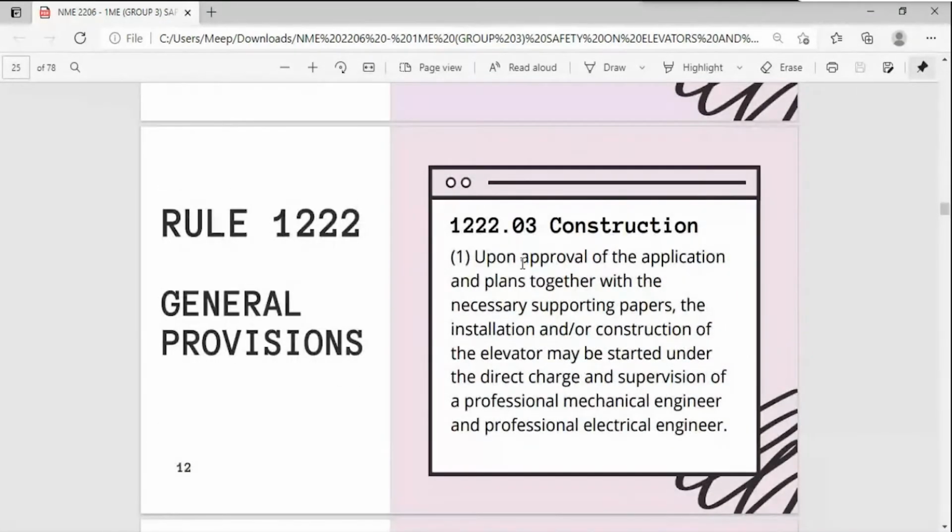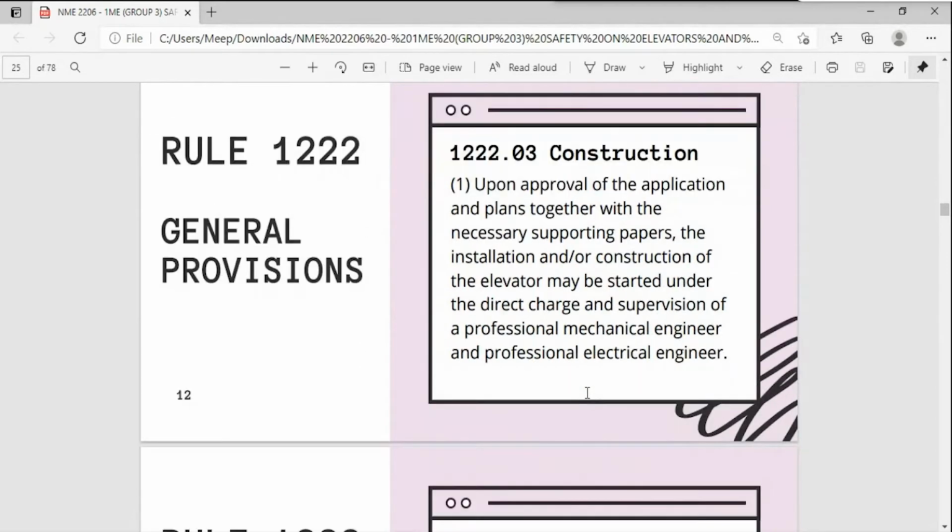Construction. Upon our approval of the application and plans together with the necessary supporting papers, the installation and construction of the elevator may be started under the direct charge and supervision of a professional mechanical engineer and professional electrical engineer. So, bago mag-start yung construction ng elevator, pagka na-approve na yung application ng elevator, kailangan dun sa site, merong professional mechanical engineer tapos professional electrical engineer na board passers para mag-monitor kung tama ba yung paggawa ng elevator.